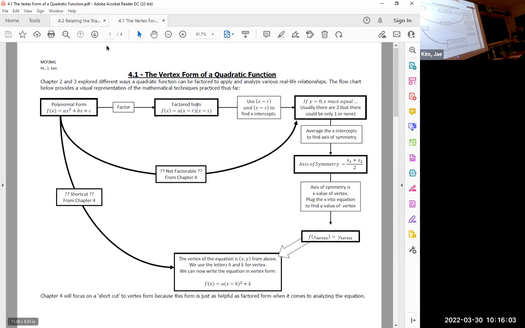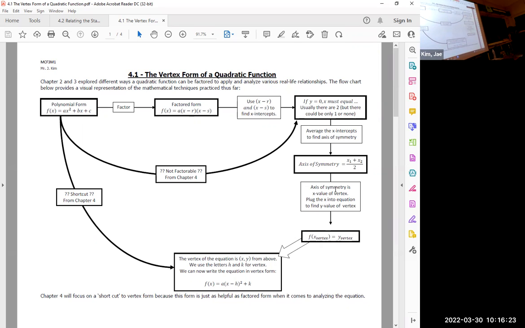For example, you get your x-intercepts, you find your axis of symmetry, you can use this to calculate the y-intercept, and you can also identify the vertex by plugging in the x value. However, it takes a long time.